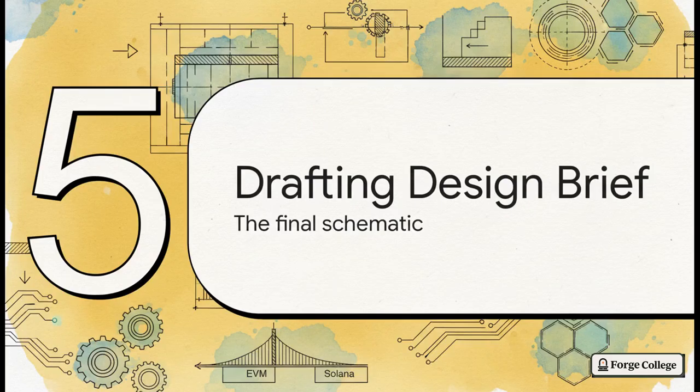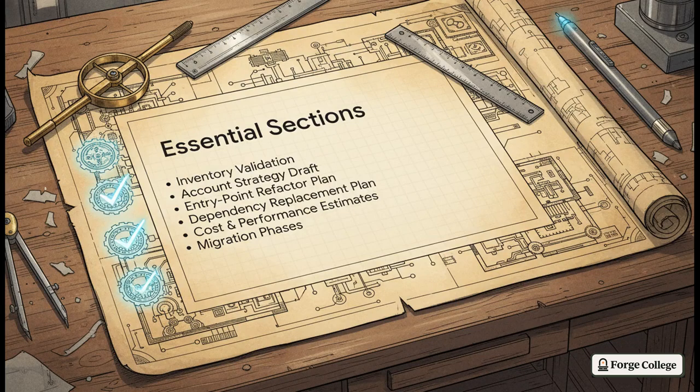And that brings us to Phase 5, drafting your design brief, building the final schematic. You've weighed all the trade-offs, and now it is time to actually draft your brief. A robust design brief follows a very deliberate workflow. It's not a novel, it's an engineering schematic. You need to explicitly document your validated inventory, write out your chosen account strategy, and detail exactly how you plan to refactor those entry points. You also need to outline your dependency replacement choices, provide some hard numbers on cost and performance estimates, and finally lay out your migration phases. This document becomes the ultimate source of truth for your development team.